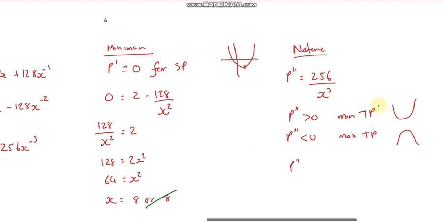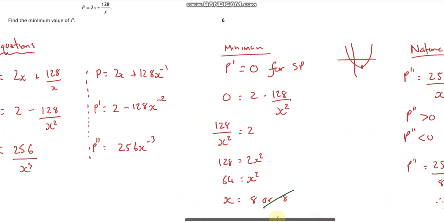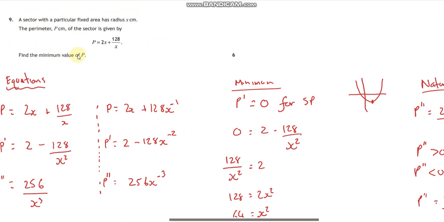So we're going to double check we've got a minimum turning point. p double dashed is equal to 256 divided by 8 cubed. That is going to come out as a positive number. It can't be negative, but we'll just do it. That's 256 divided by 512, so that comes out as a half, which is greater than 0. So therefore, it is a minimum turning point. If that wasn't an invalid answer, you could have put the negative in here, and that would have come out as a negative number, which would be a maximum turning point. So if you get two numbers that are valid, just check both of them to show which one is the minimum, since we're asked to find the minimum value of p.